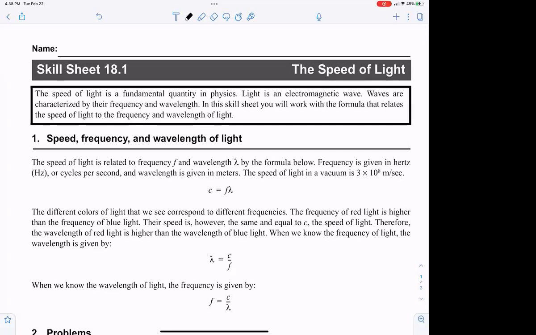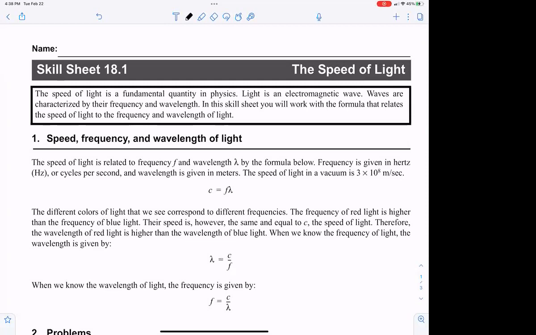Hello. In this video, we're going to take a look at Skills Practice 18.1, the speed of light. Please remember to pause or rewind the tutorial as necessary. Let's begin. The speed of light is a fundamental quantity in physics.